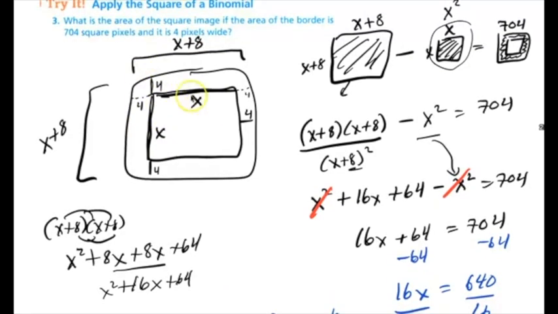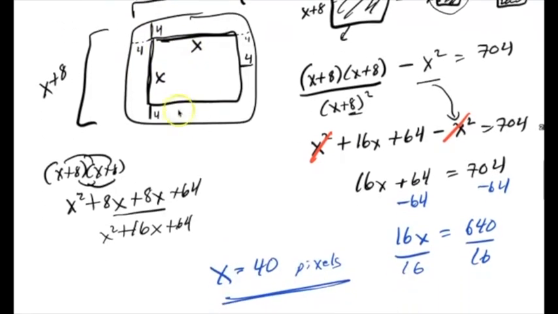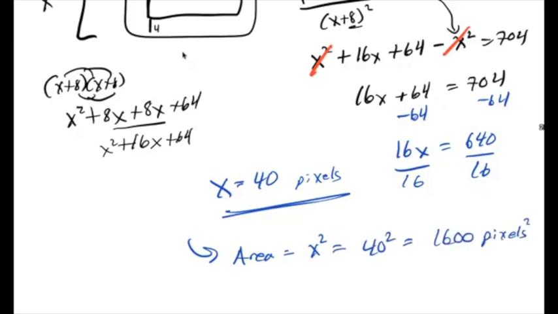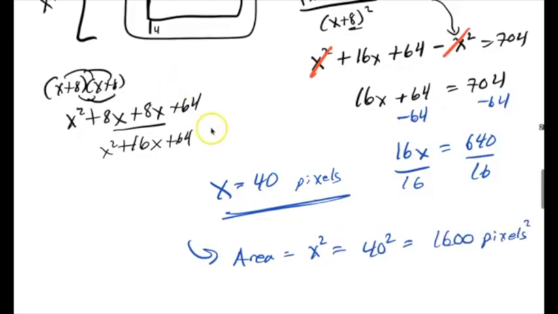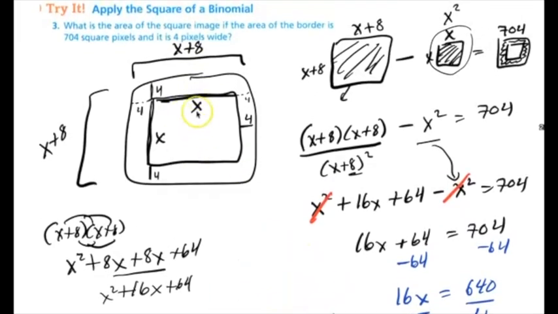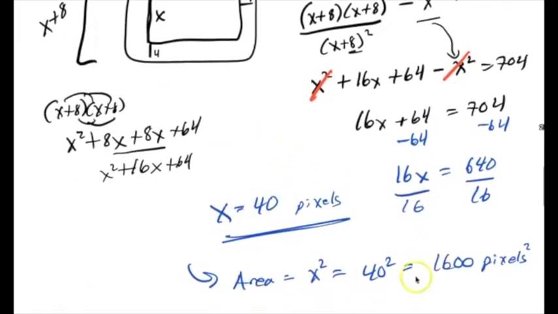Now, what is the question? We want the area of this square image. So the question is, what's the area of the image? Let's answer that question. The area would be x squared, which in this case would be 40 squared, which would be 1600 pixels squared. It's always helpful to actually read the question, as I just demonstrated. The answer wasn't just what's x, it was what's the area of the inside. We know the area is x times x. Once we figure out what x is, we just multiply that together.